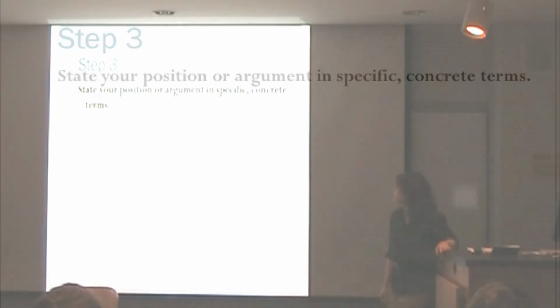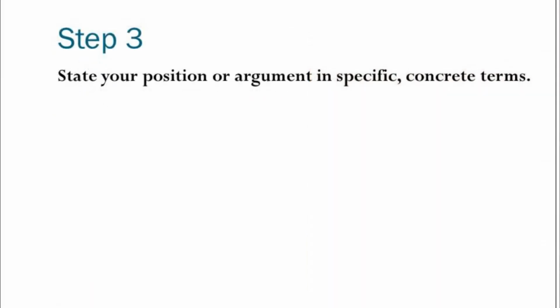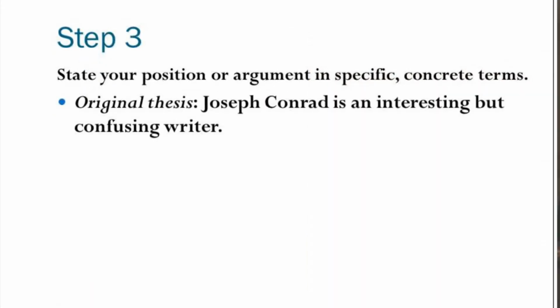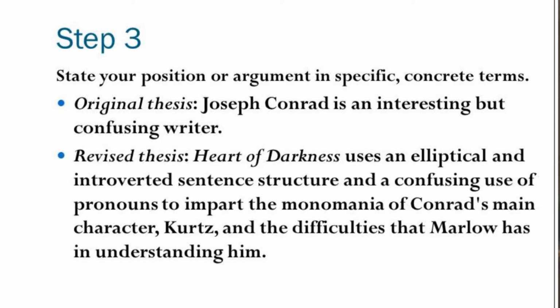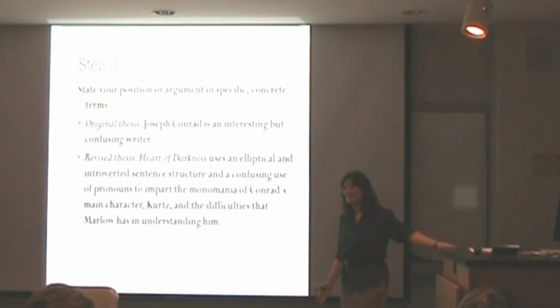Okay, step 3. State your position or argument in specific concrete terms. Joseph Conrad's an interesting but confusing writer. Heart of Darkness uses an elliptical and introverted sentence structure and a confusing use of pronouns to impart the monomania of Conrad's main character, Kurtz, and the difficulties that Marlowe has in understanding him. See, that wasn't so bad, was it?